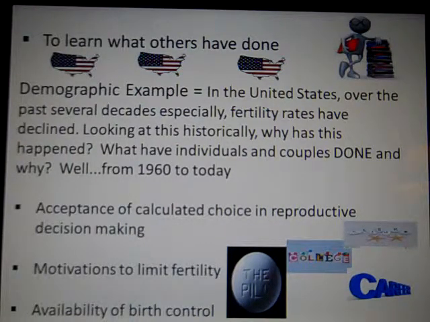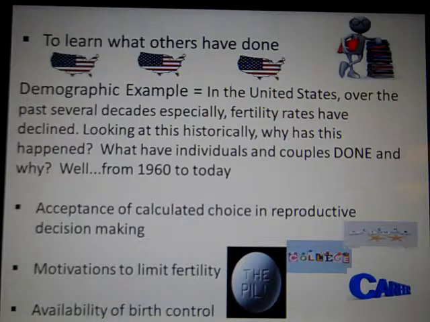We can look at what couples have done and why. From the 60s to today, we see that fertility rates have decreased significantly in our country because there's now an acceptance of calculated choice in reproduction. Women are making decisions. They have access to birth control. I dare say you all at your age have access to decision making in terms of birth control, access to it, education about it, access to quality health care. We live in a culture that has allowed birth control, which has lowered fertility rates, as opposed to other parts of the world where there's no education about birth control.